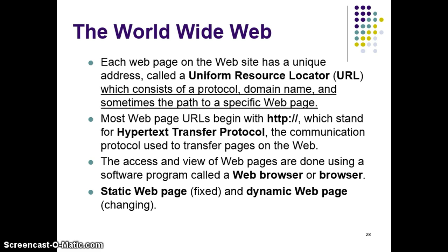Each web page on the website has a unique URL, which consists of a protocol, domain name, and sometimes a path to a specific web page. Most web page URLs begin with HTTP, which stands for Hypertext Transfer Protocol, the communication protocol used to transfer pages on the web. Web pages are accessed and viewed using a software program called a web browser. Static web page, fixed. Dynamic web page, changing.